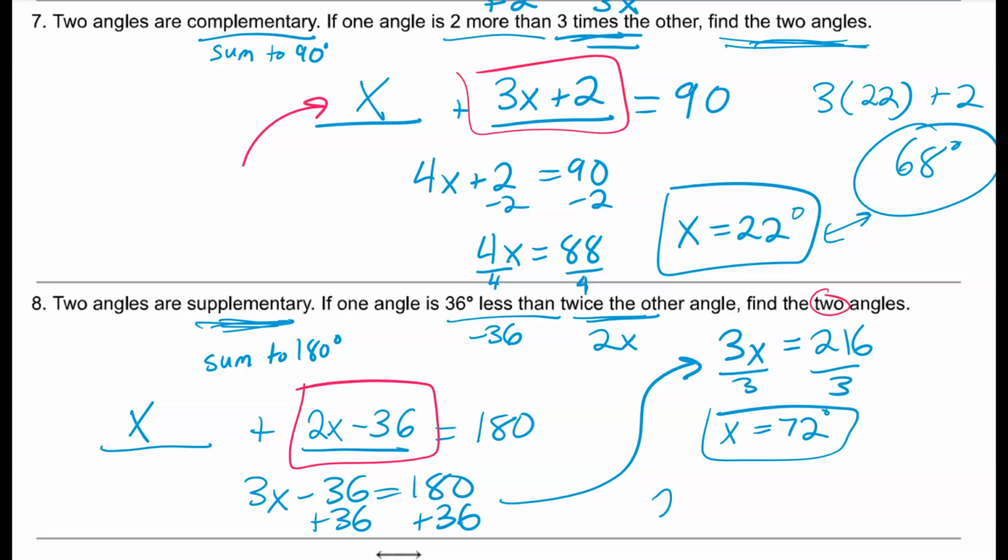So I'm going to plug into 2 times x, which is 72, minus 36. I'm just going to type that into my calculator just to save myself some work, and I find my other angle is 108 degrees. Now you don't really need to substitute in if you know that the angles should be supplementary, but I always would, just to check to make sure that your work checks out.